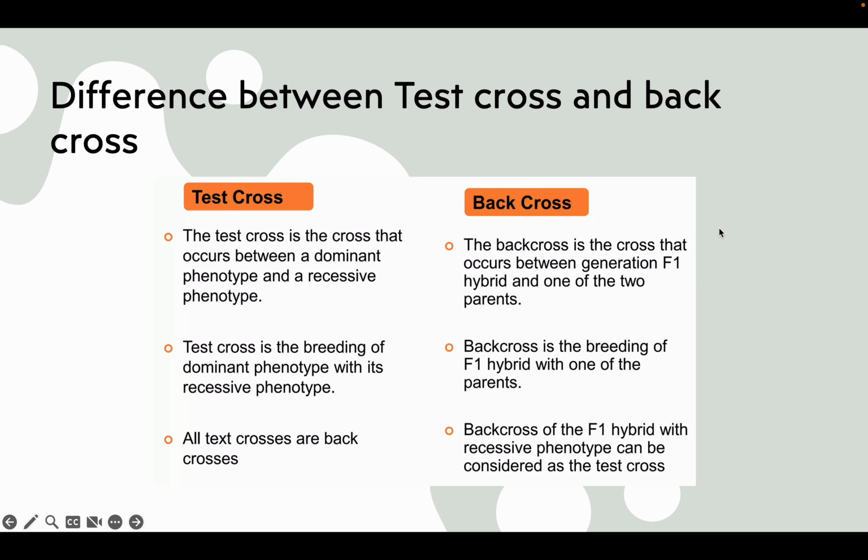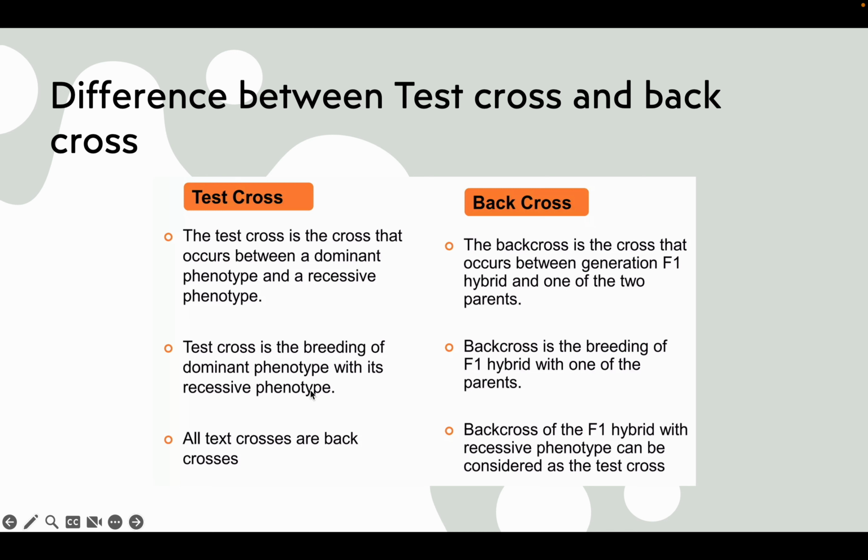But in the back cross, it doesn't matter whether you are taking the recessive parent or the dominant parent; it can be with one of the two parents. So a test cross is, as we have told, the dominant phenotype, which can be from the F1 generation or from any other, crossed with its recessive phenotype. But a back cross is always the F1 hybrid with one of its parents.